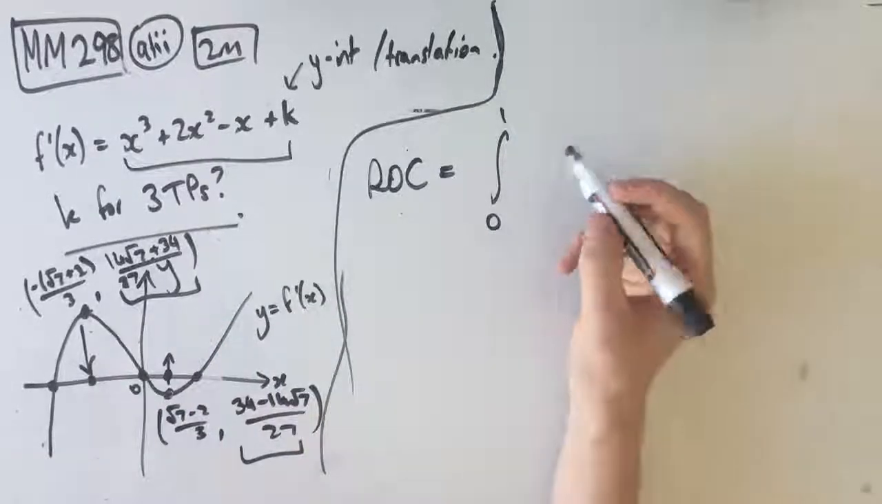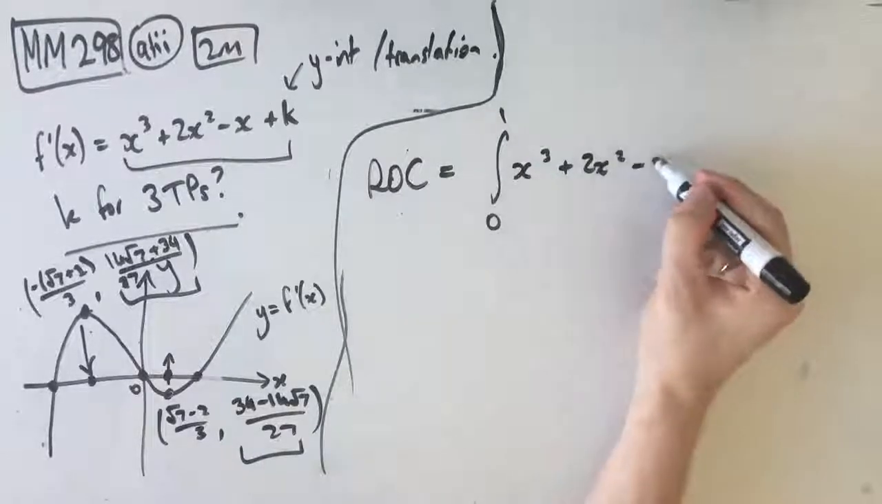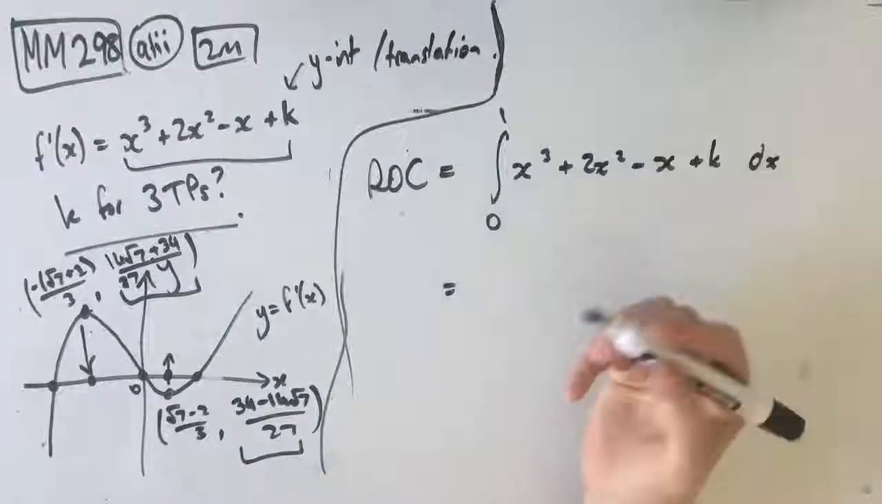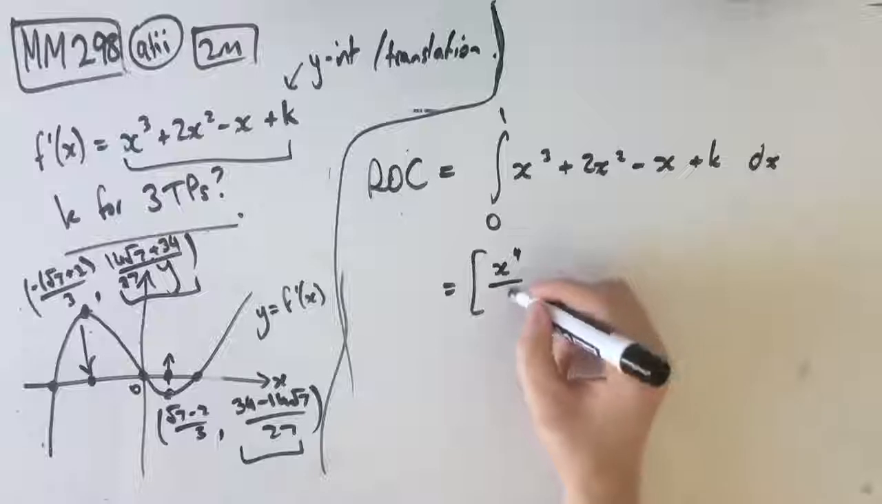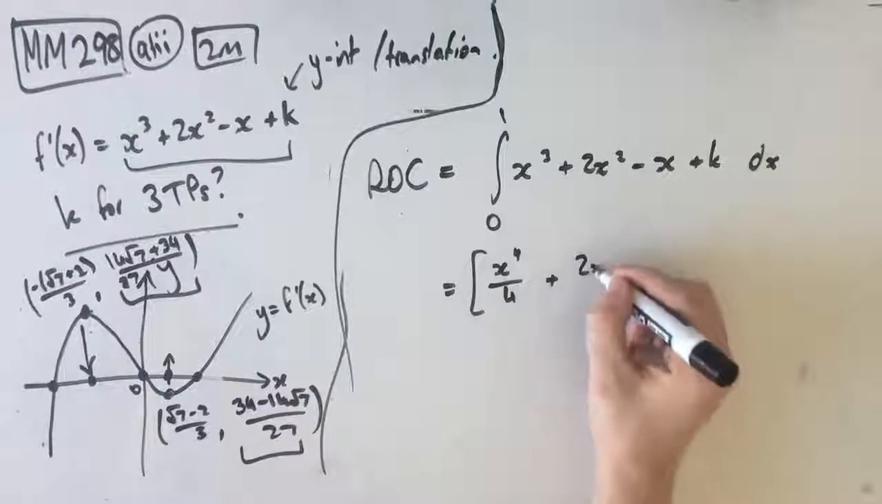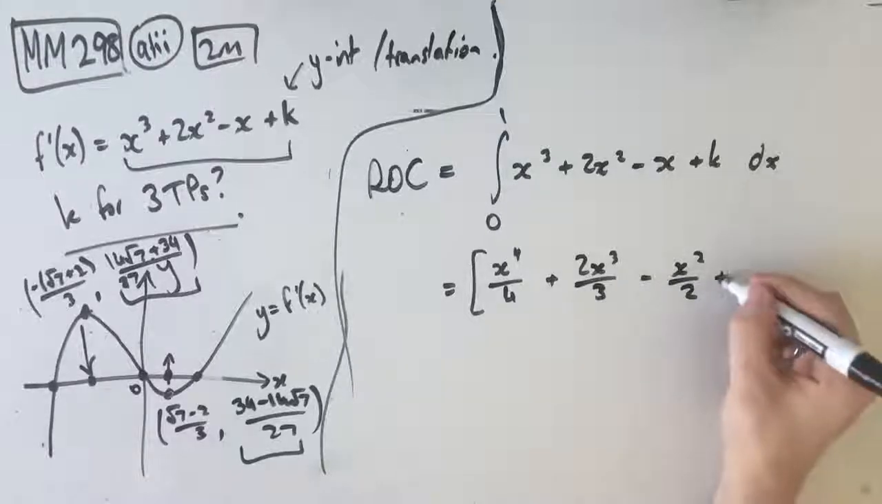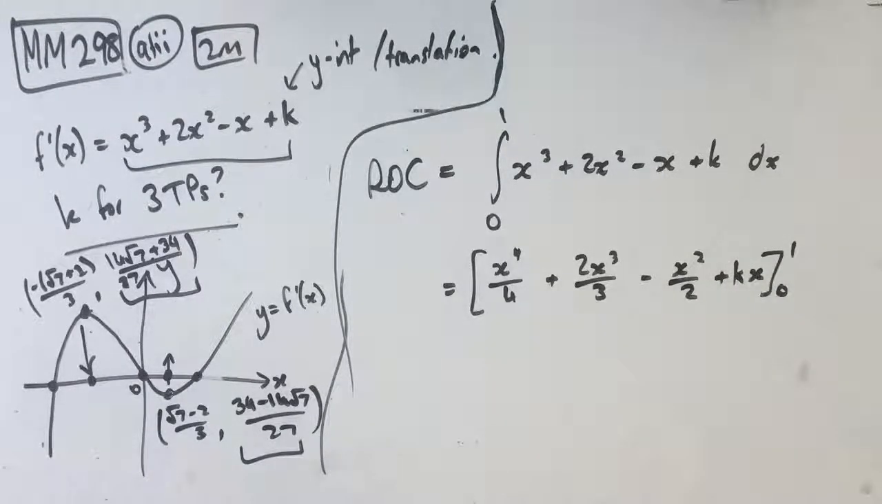so from 0 to 1, of the derivative function. So x cubed plus 2x squared take x plus k dx. And then we can just evaluate this normally, right? So we get x to the power of 4 over 4 plus 2x cubed over 3 take x squared over 2 plus kx between 0 and 1. Sweet. This is our first mark.